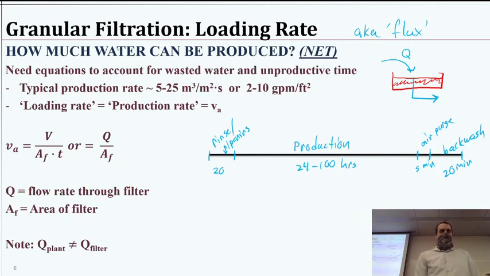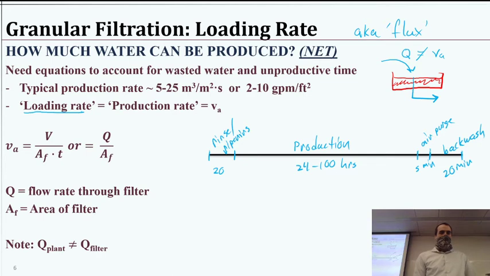Okay, so our loading rate is the rate at which we're loading water onto the filter, in meters per second. It's not the flow rate, so Q is not equal to V_a. Instead, Q is equal to V_a times the area of the filter. You could also call V_a the production rate, with a lowercase a subscript. That's how the book terms it, so that's why I'm using it.